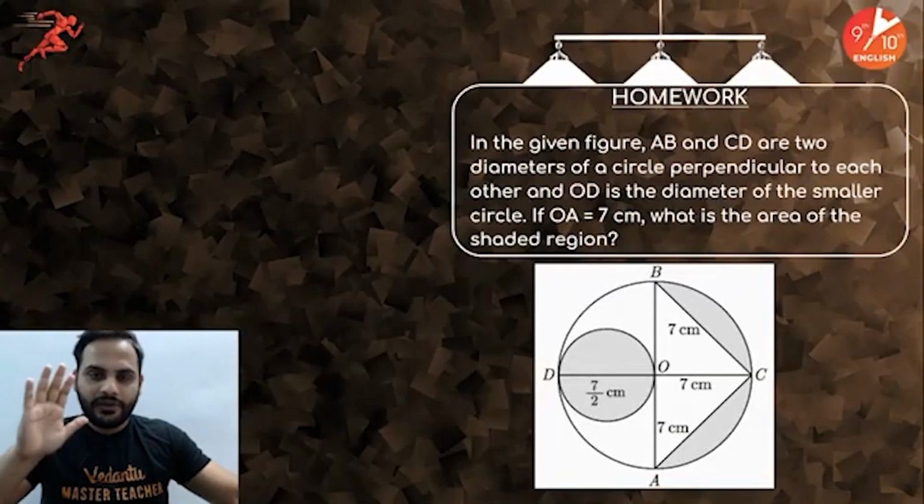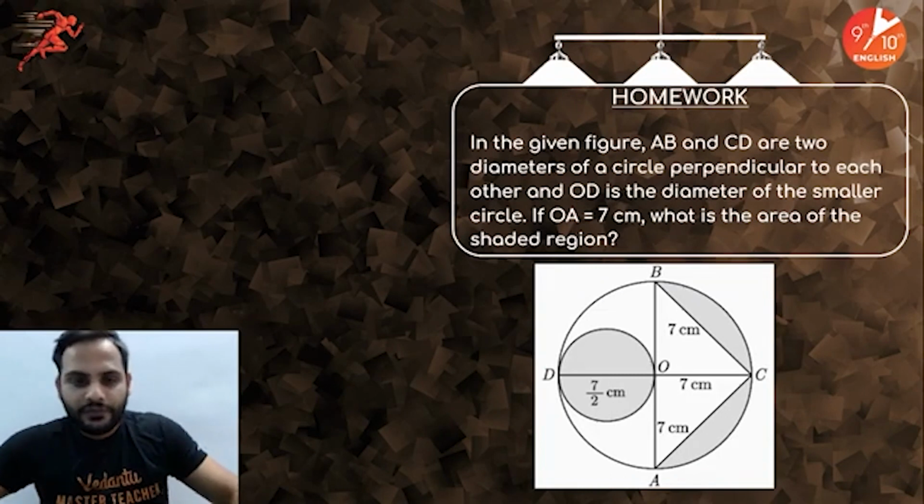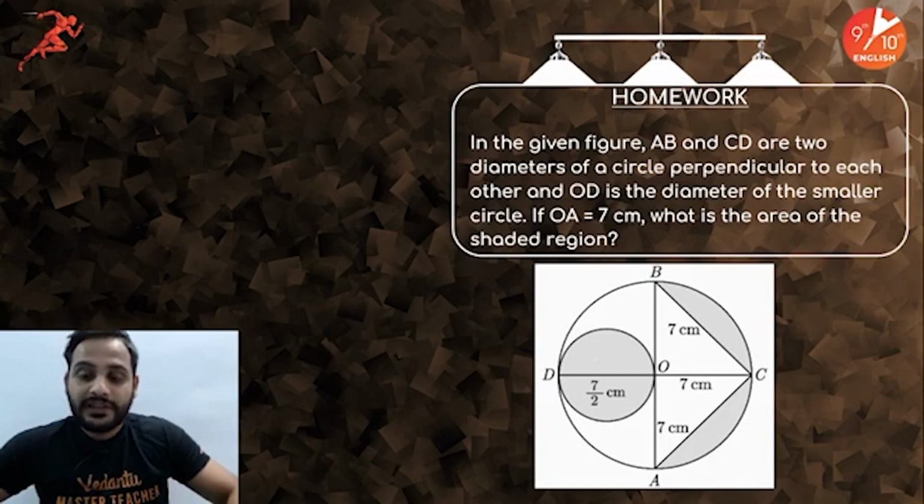All right, so this was your homework question which I gave you in the previous class. What this question says, guys, is: in the given figure, AB and CD are diameters. That means O is the center of the circle, and OD is the diameter of the smaller circle, 7 by 2. OD is the diameter for this one.